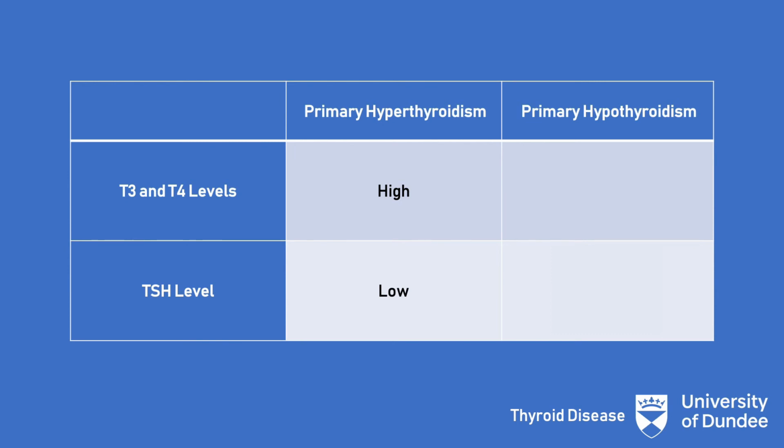In primary hypothyroidism, the levels of T3 and T4 would be expected to be low, whilst the TSH would be high, as the pituitary tries to correct for the low levels of hormones produced by the poorly functioning thyroid gland.